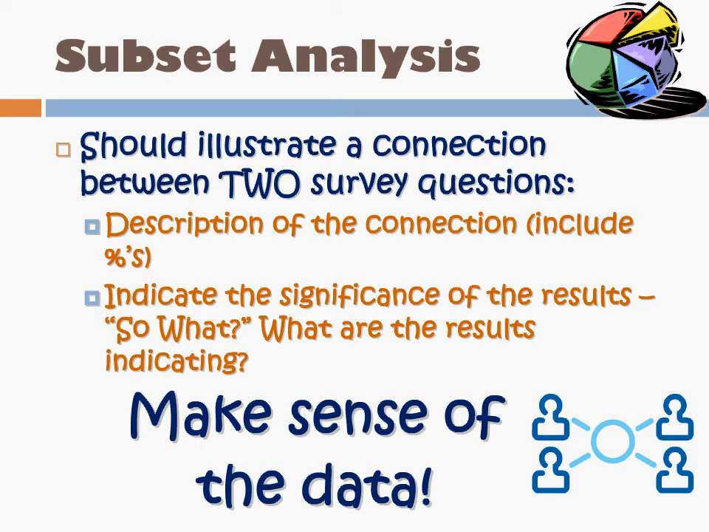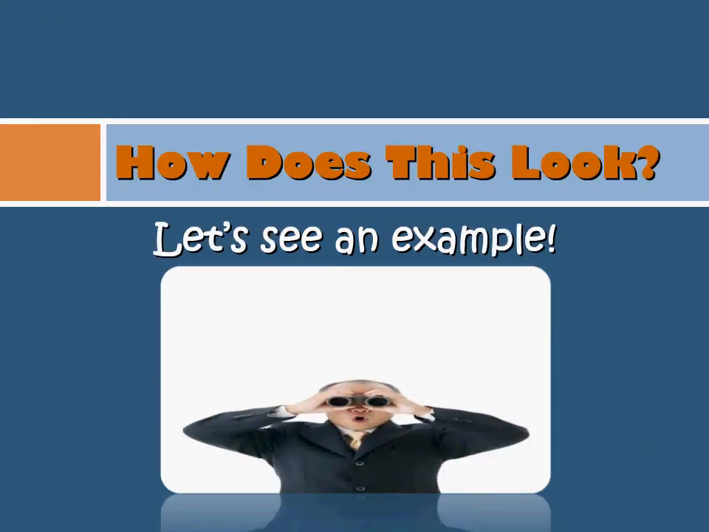You're going to want to provide a description of the connection. You're going to want to include percentages here to illustrate this description. So what percentage of those who responded they liked pizza, for example, were male? You're also going to indicate the significance of these results. You're going to, again, always try and make sense of this data. Answer the so what. Break it down into something more clear for those who are reading your research report. All right, so how is this going to look in your report? Let's take a look at an example.